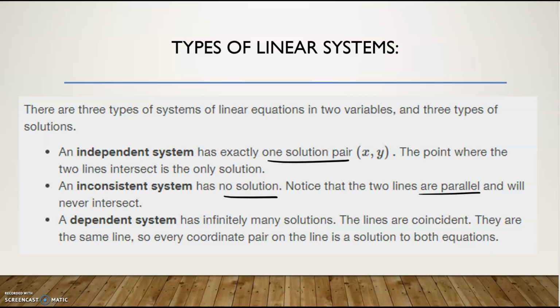A dependent system has infinitely many solutions, because basically you have a line and then another line on top of the other line. So it's basically the same line. You have two equations that are describing the same line. So that means that if you have one line on top of the other, well, they're intersecting at every single point, and these lines keep going on forever. So you have infinitely many intersections, which means you have infinitely many solutions.